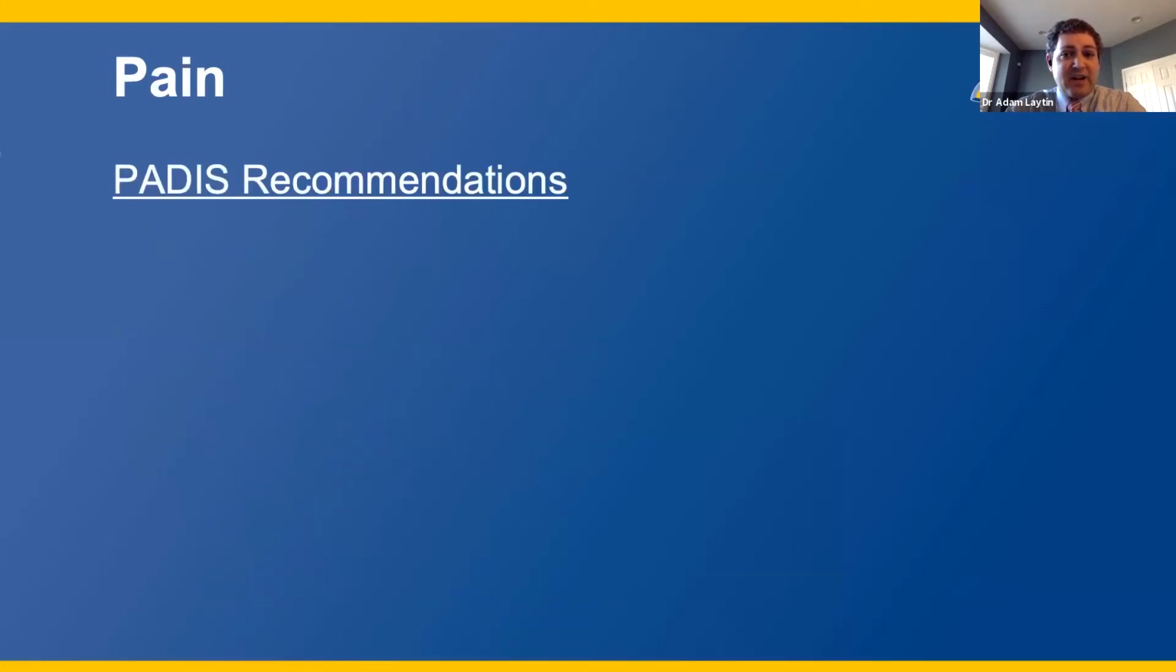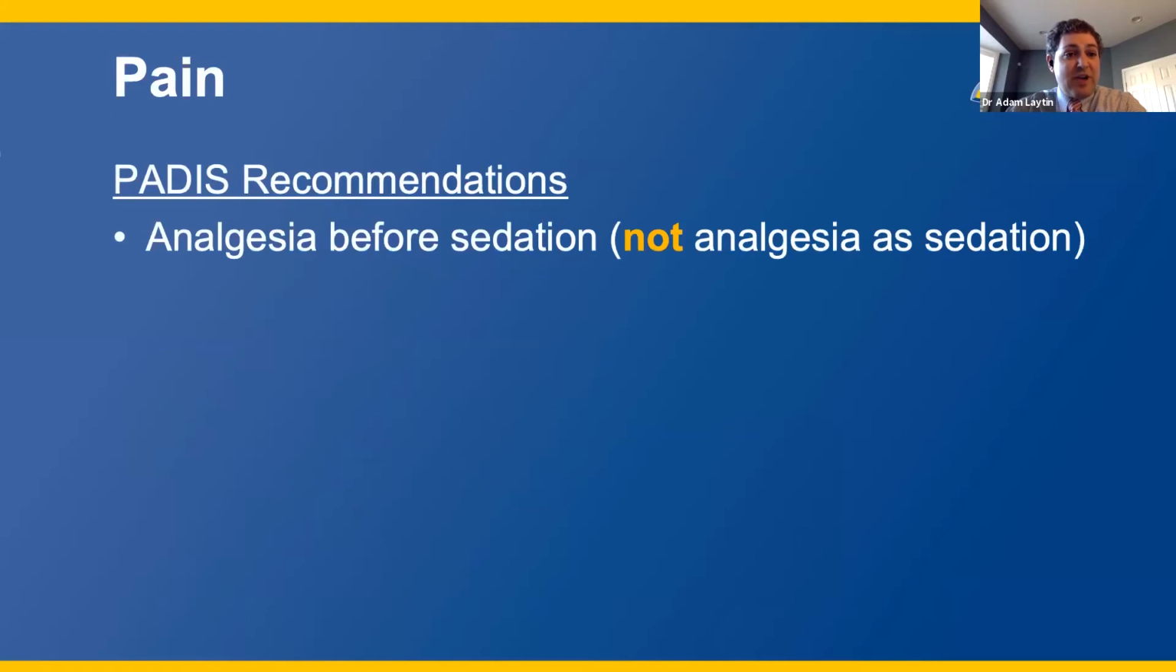the PADIS guidelines recommend really making sure that you have adequate analgesia before you start sedation. You don't want to be treating a patient's pain with sedatives because that's going to increase their sedation needs and not really effectively target the pathways that are causing the pain. And it's important to distinguish between analgesia before sedation and analgesia as sedation. So you aren't using opioids as a sedative. And I think it's really helpful to keep sedation and analgesia separated as two distinct problems in your mind.